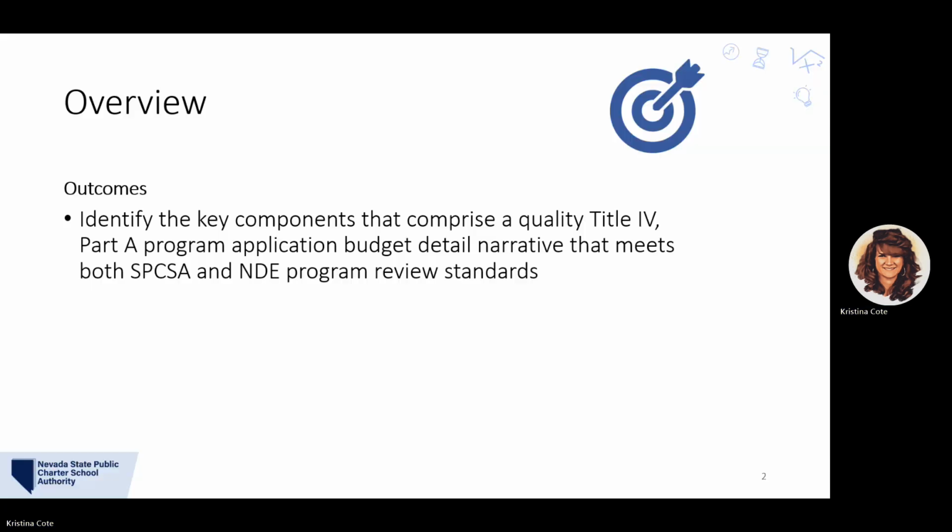Let's begin. During this very short recorded presentation, I'll cover the following outcome. Identify the key components that comprise a quality Title IV Part A program application budget detail narrative that meets both the SPCSA and NDE, Nevada Department of Education, program review standards.